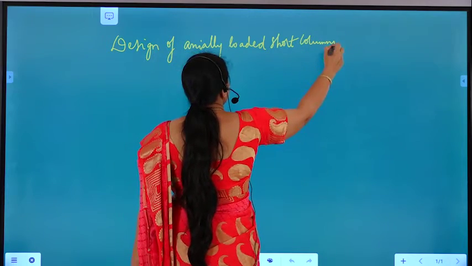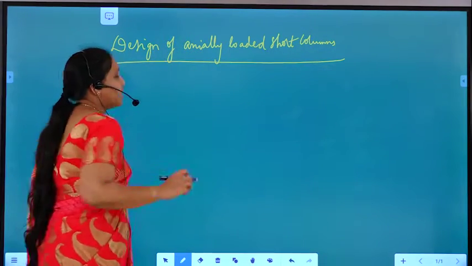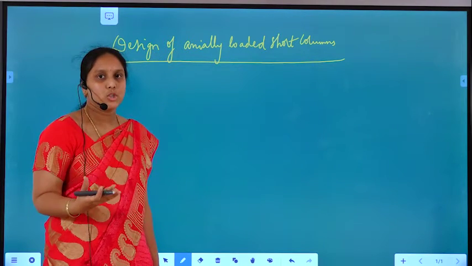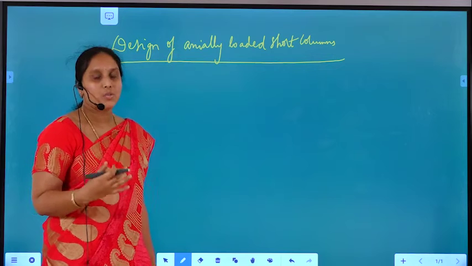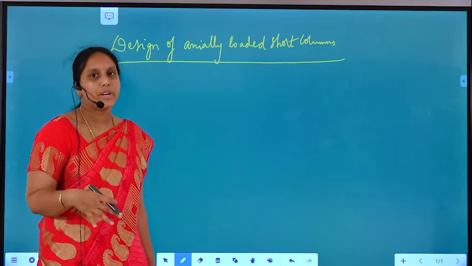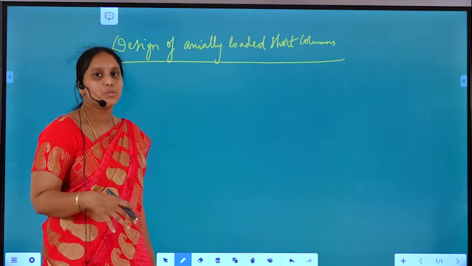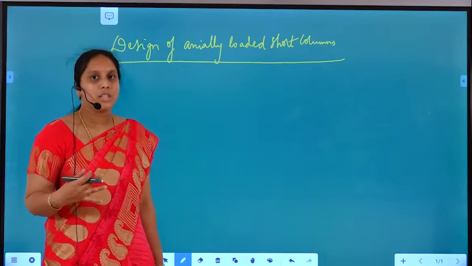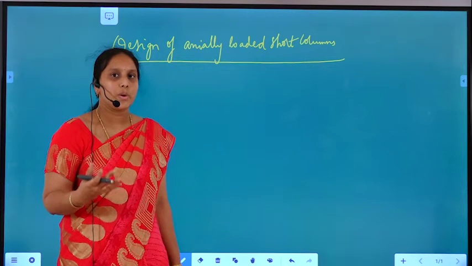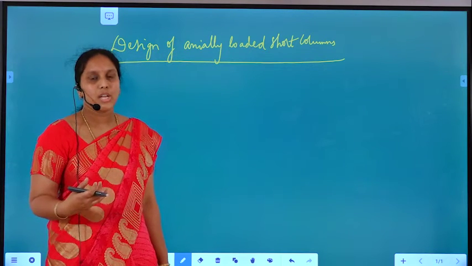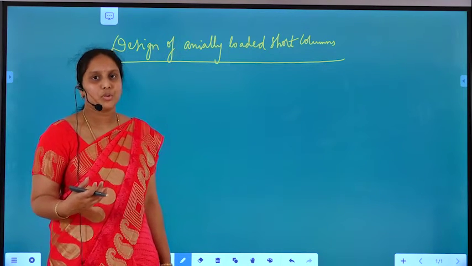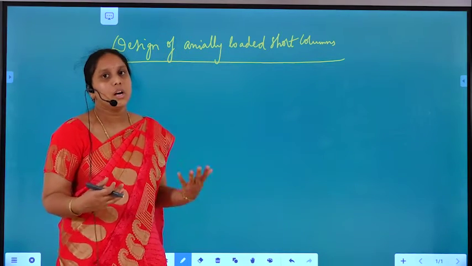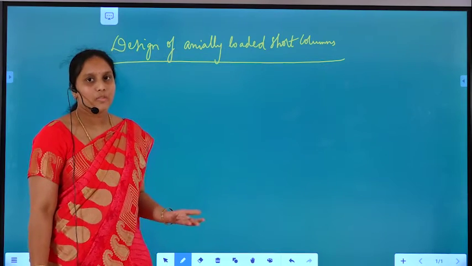For the design of axially loaded short columns, we have to design the size of the column as well as the reinforcement details, that is, the longitudinal reinforcement as well as the lateral reinforcement. For designing all these things, certain equations and certain values have to be taken from IS 456-2000. Now let us see what the IS codal recommendations are for an axially loaded column.